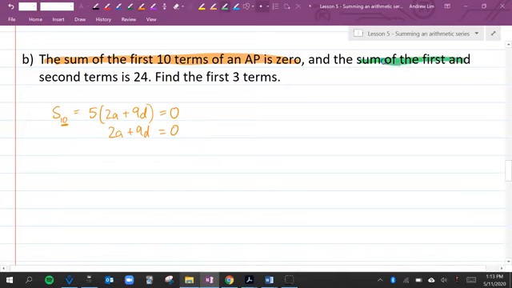The sum of the first and second terms is 24. So I'll do that in green. The sum of the first 2 terms is n on 2, or 2 on 2, which is just 1, bracket 2a plus n minus 1, remember this is n now, so 2 minus 1 is just 1, 1d. Okay, so looks like I don't really need that at all.